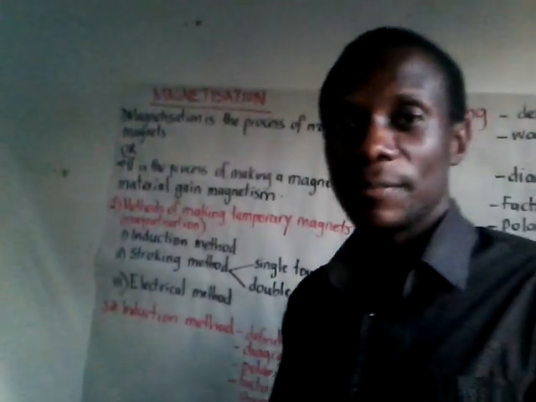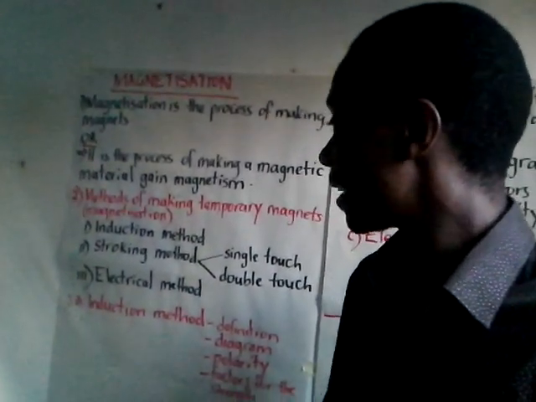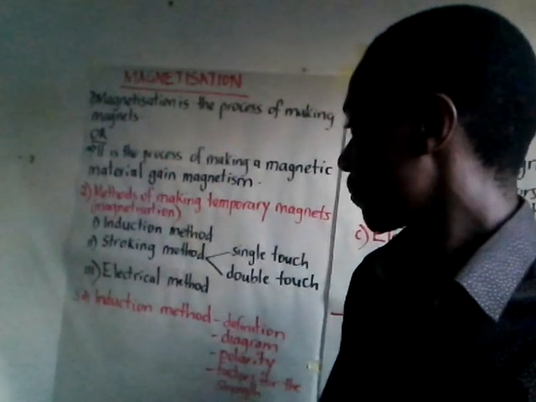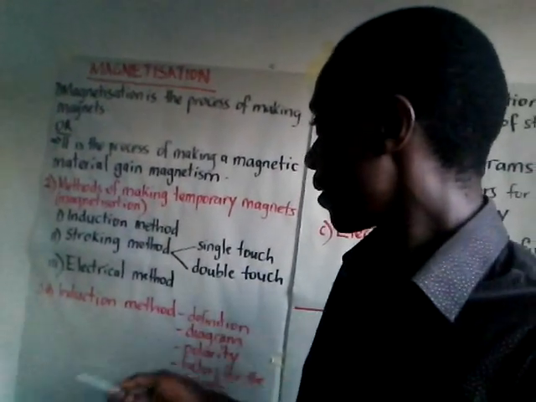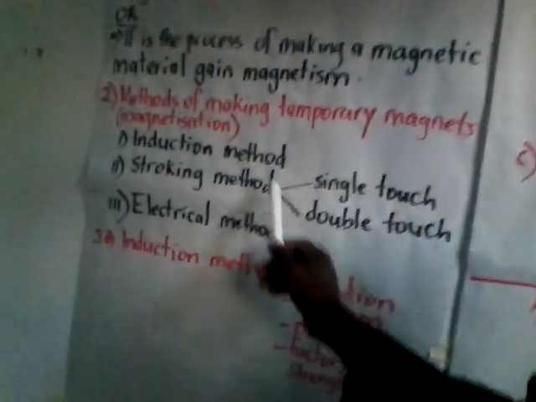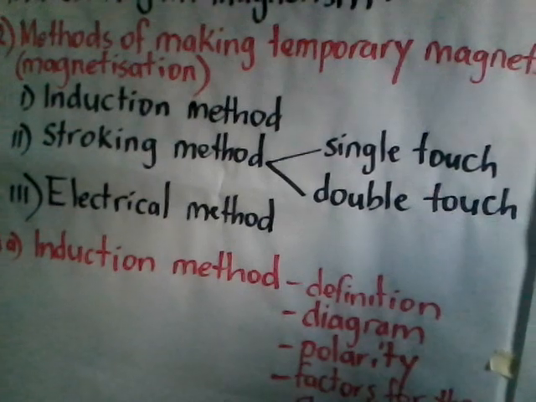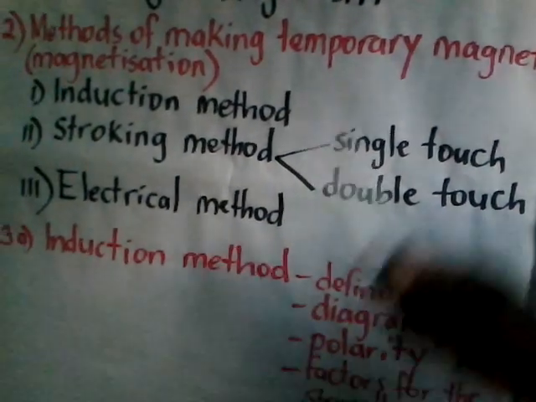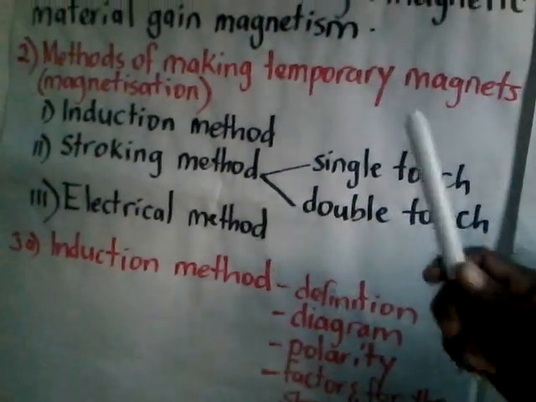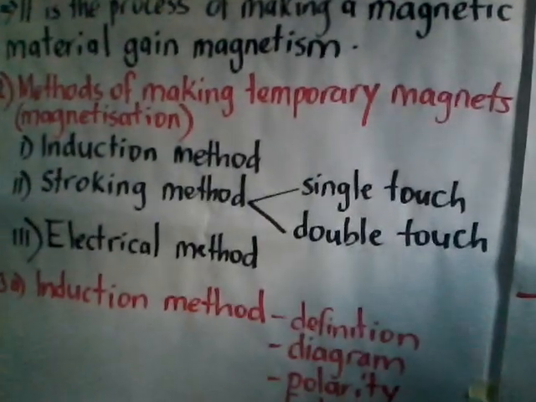There are 3 methods of magnetization. Some people would call them 4, but I see there are 3. These 2, I consider to be the same method. So we are going to look at 3 methods of making temporary magnets, or 3 methods of magnetization.